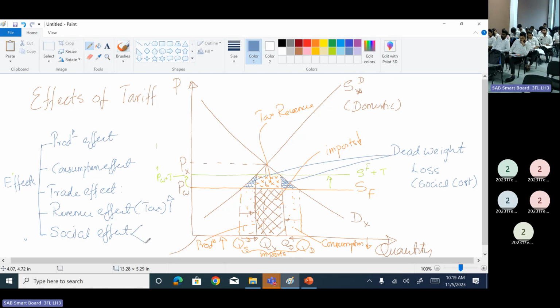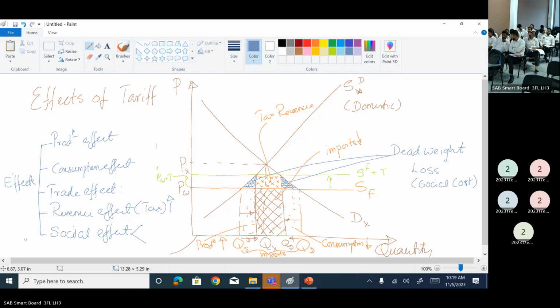There are two social effects we see. What happened? The world market price is PW. Due to imposition of the tariff, the price artificially increases up to PW plus T. As a result, domestic production increases and consumption decreases. So we see this due to price distortion. The effect on production: this social cost arises due to misallocation of resources for the production.